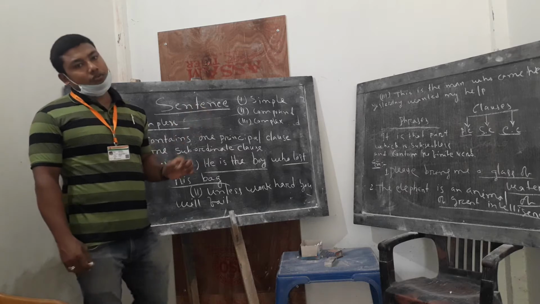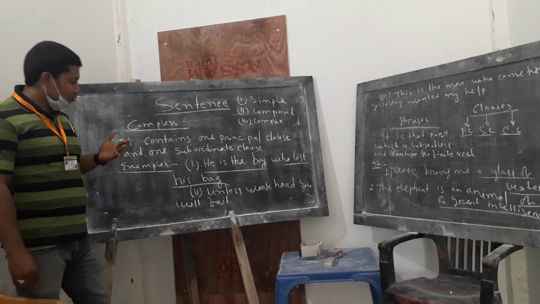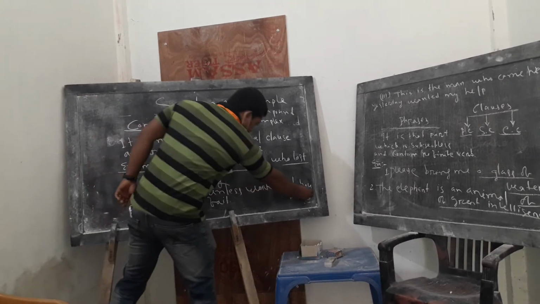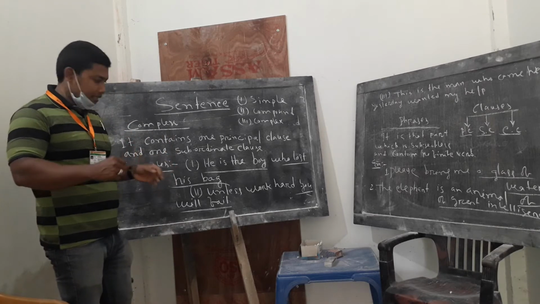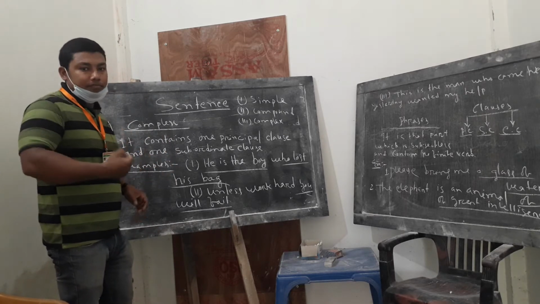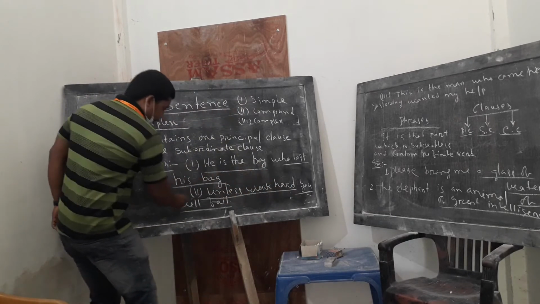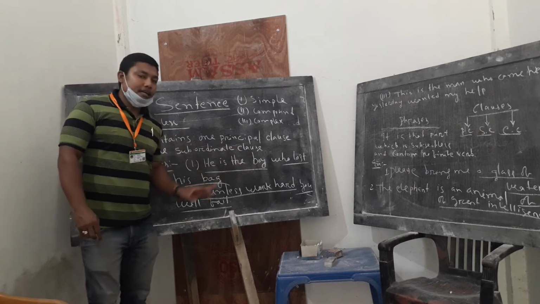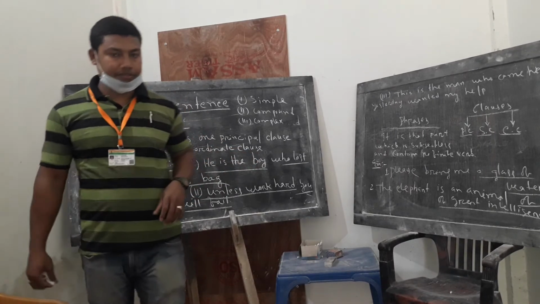Second example, unless you work hard, you will fail. It also contains two clauses, one principal clause and one subordinate clause. If we find out which part is the principal clause, you will fail. This part is independent because it indicates its meaning by itself. On the other hand, unless you work hard, that part depends upon the other part. So this part is an example of a subordinate clause.